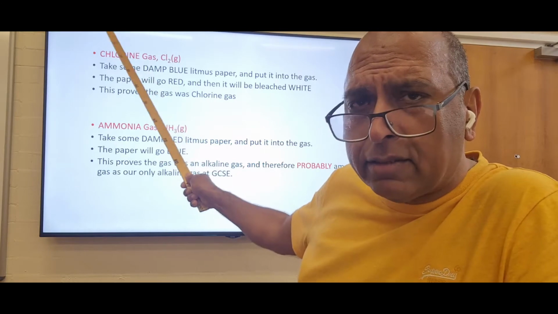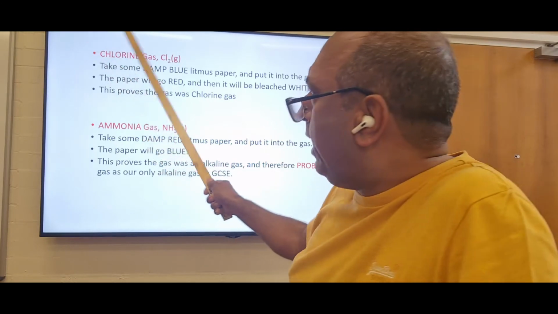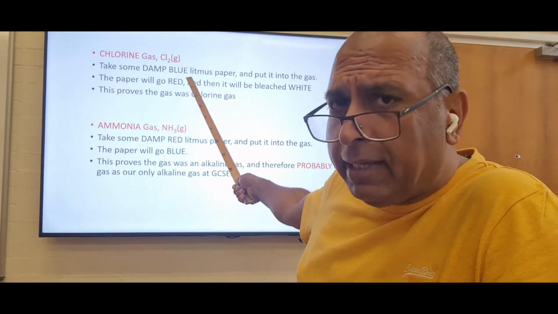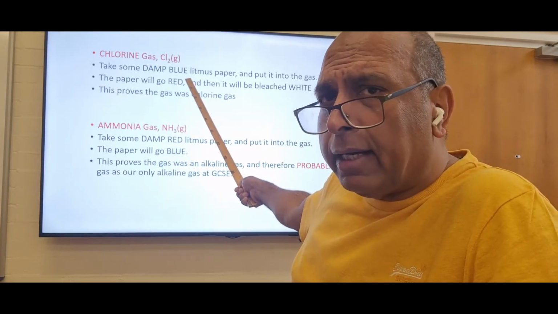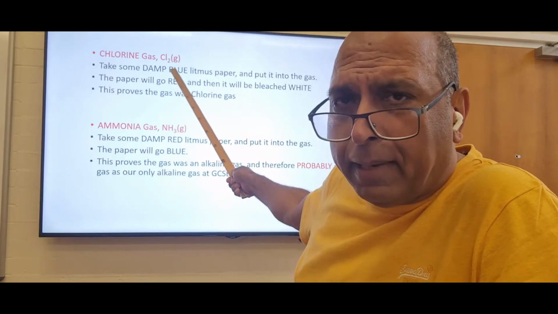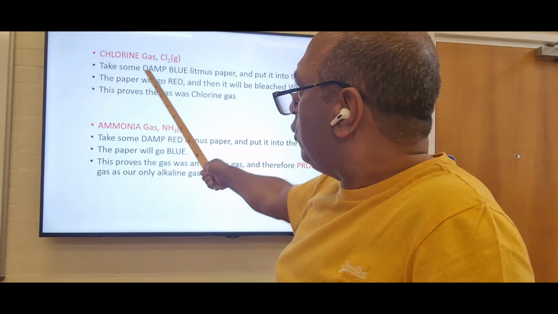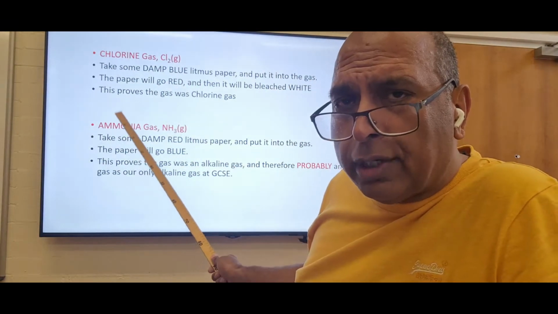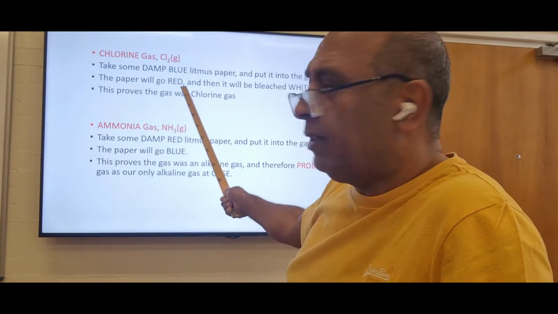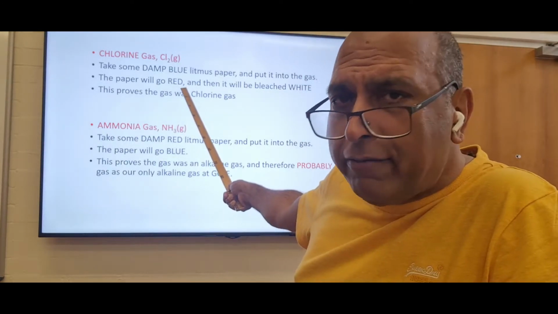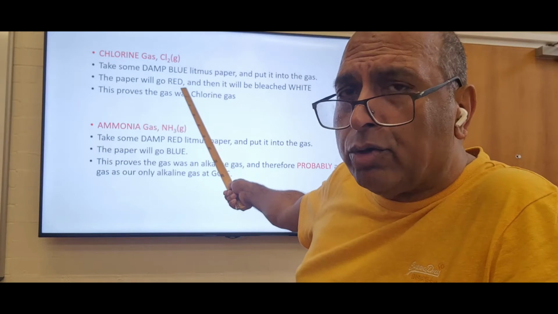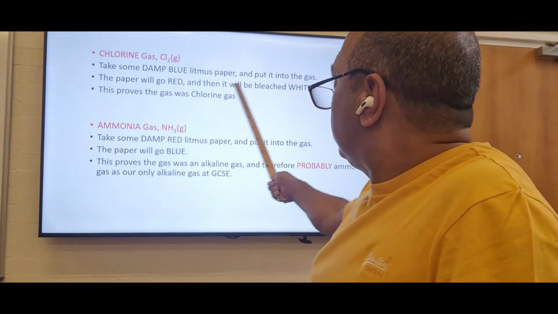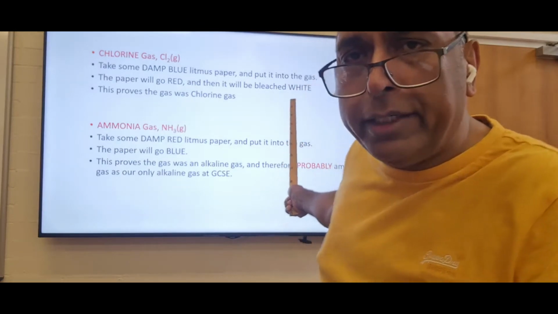The test which proves you've got chlorine is to take blue damp litmus paper. It needs to be damp so that the chlorine can dissolve into the paper and react with it. So if you put damp blue litmus paper into the gas, first the paper is seen to go red for about 1 second. It goes red because chlorine is acidic. But having gone red, then it's bleached white.